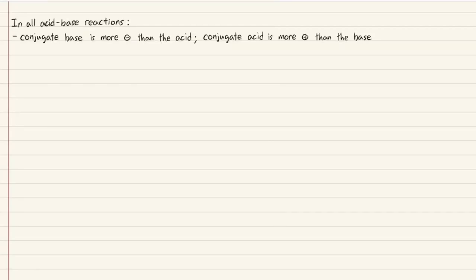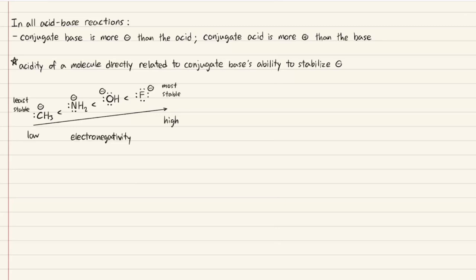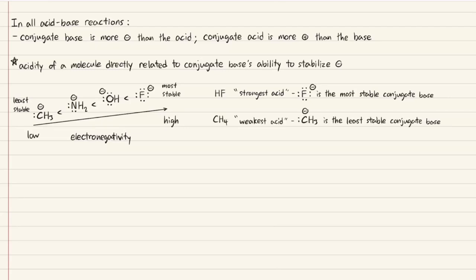In all acid-base reactions, the conjugate base is more negatively charged than the acid, and the conjugate acid is more positively charged than the base. The acidity of a molecule is directly related to its conjugate base's ability to stabilize a negative charge. Among these 4 conjugate bases, the ability to stabilize a negative charge increases with the electronegativity of the charged atom. Following this rule, we should expect HF to be the strongest acid among these 4, because its conjugate base, F-, is best able to stabilize a negative charge. Conversely, we should expect CH4 to be the weakest acid among these 4, because its conjugate base, CH3-, is least able to stabilize a negative charge.